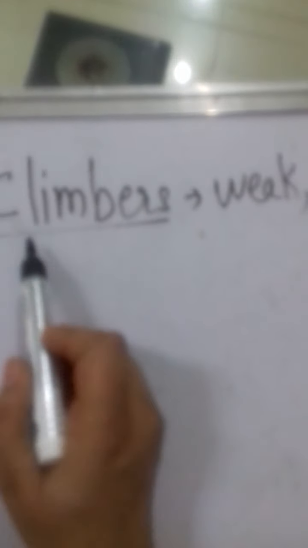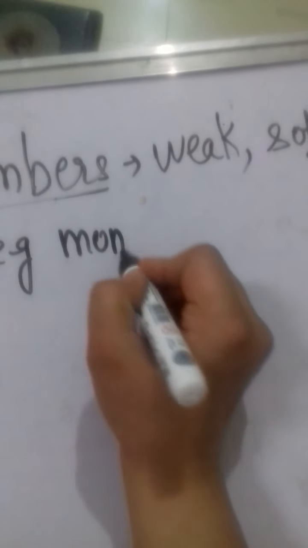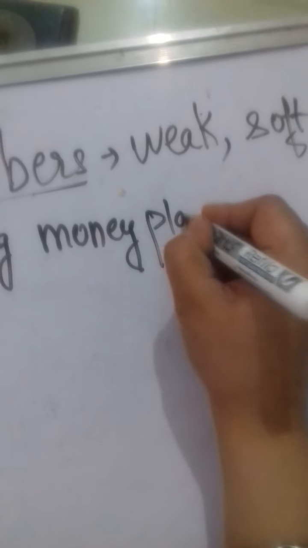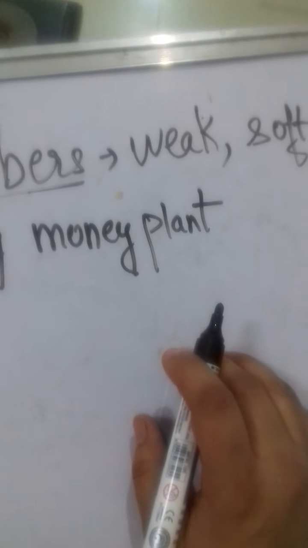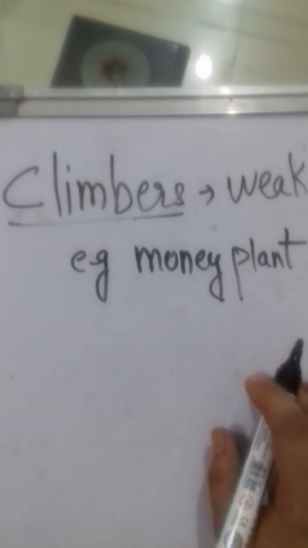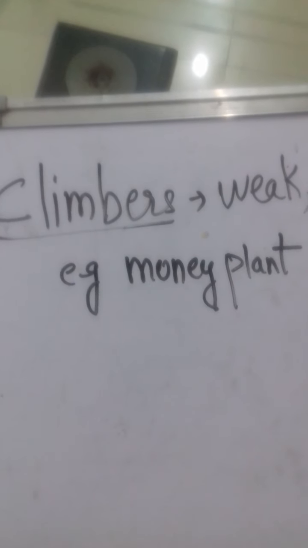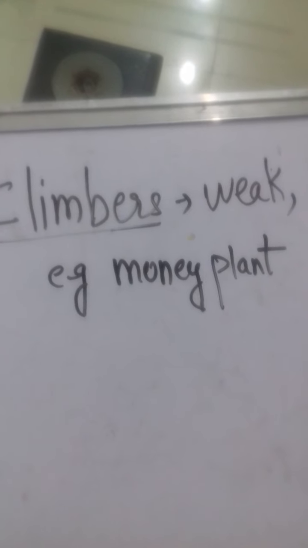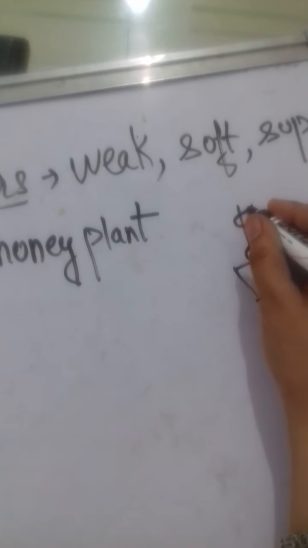Now some plants are very weak and soft. They need support to stand. They can't stand on their own. Such type of plants are called climbers. For example, money plant. Their stem is very soft and green and it can't stand on its own. So they need a support to climb. Sometimes a moss stick is used to help the plant to climb.